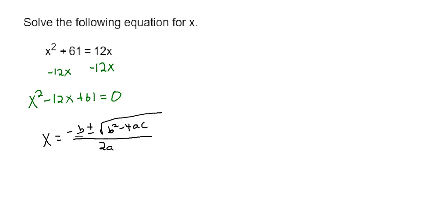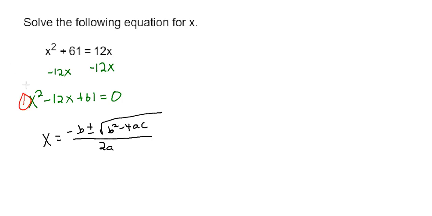So negative b plus or minus the square root of b squared minus 4ac, the whole thing. Make sure, another common mistake, students don't put that fraction bar all the way across. It needs to go from the negative b all the way across the square root. Right? So what are a, b, and c in this case?